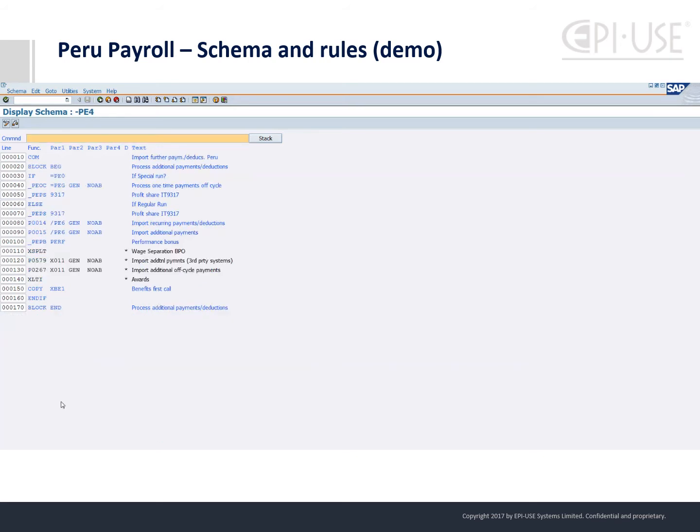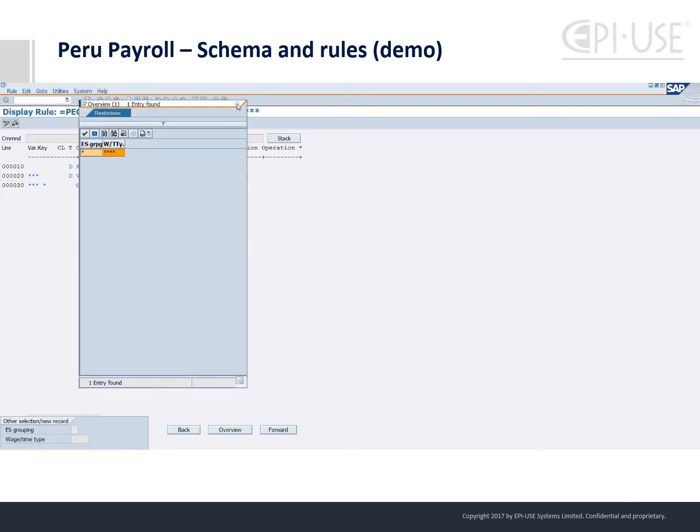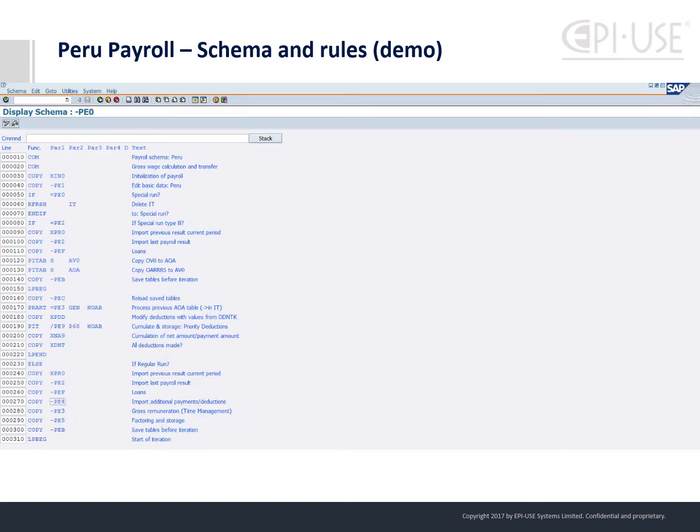If you click on one of them, you will see there's a specific schema for further payments and deductions for Peru. And in there you will find specific functions related to Peru. You will find rules specific to Peru. For example, if you click on the rule, there you will see the rule. You can do an overview of the rule, just like a normal rule. So all of this you will find in the schema.